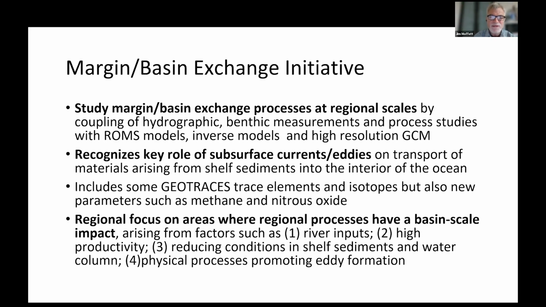And so I got a group of about 15 people together from the modeling, sediment, and water column communities. We talked about some important processes that might be important in our particular area that we highlighted, which was the exchange of materials between the continental shelf and the interior of ocean basins. So cross-shelf exchange along continental margins.